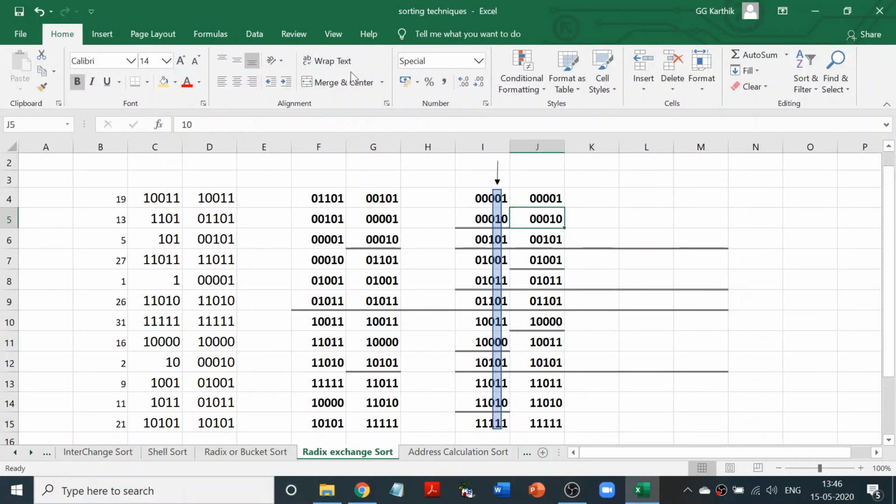Before that, these lines wherever left out I will draw. Wherever there is a line, which means it is one list, it's considered as a separate list. Now I'm going to move it to the fifth digit.